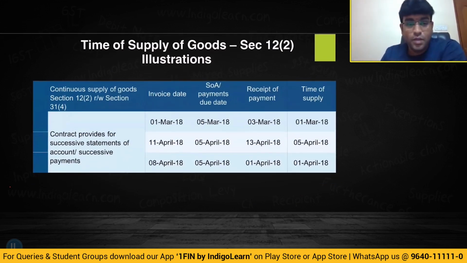Another example, see now. This example is on continuous supply. The contract provides for what? Successive statements of accounts or successive payments. That's why it's called continuous supply. Invoice date 1st March. Statement of accounts or payments due date 5th March. So these two, whichever is earlier.